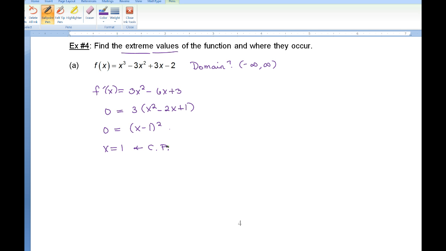Okay, so this is a cubic, right? With an x to the third there should be a minimum and a max. It could possibly be. Or in the case of just an x to the third, there's no maximums or minimums. So if we plug in 1, we get 1 minus 3. Now, with an x to the third, is it possible to have just one maximum or minimum value?